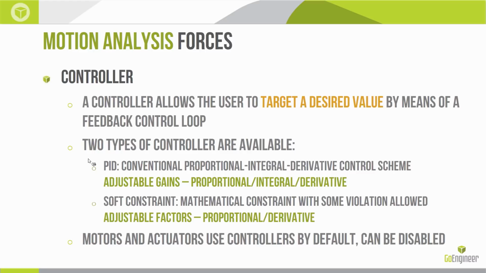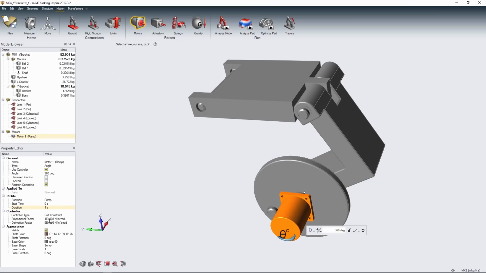And then we also have the idea of a soft constraint. This is essentially a mathematical constraint with some violation allowed. It's a soft constraint. It has adjustable factors called proportional factors and derivative factors. Okay. Motors and actuators use these controllers by default, but they can be disabled. So jumping back over, that's this controller area in the property manager. Right now it's set to soft constraint. My proportional and derivative factors are here. I'm not going to adjust those, but talking back to the point that Inspire is a robust tool and is going to give you the structure to create believable and accurate simulations, this plays into that.